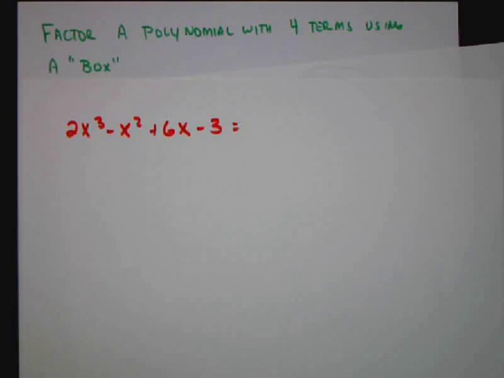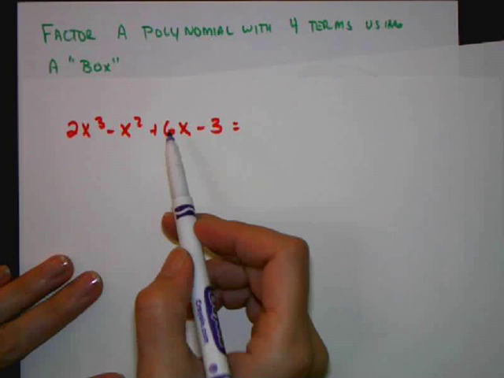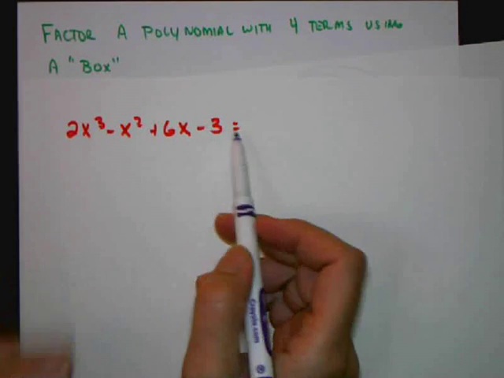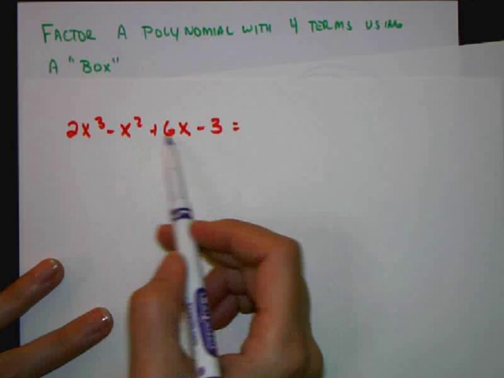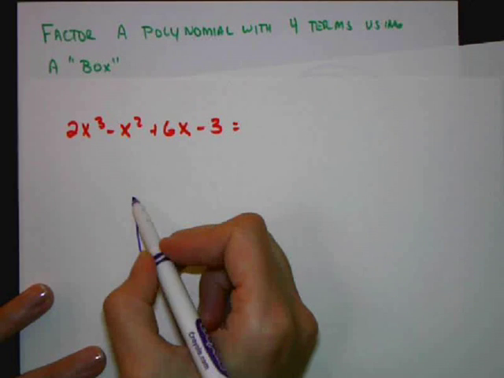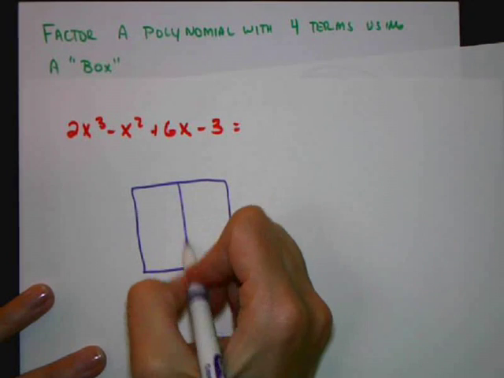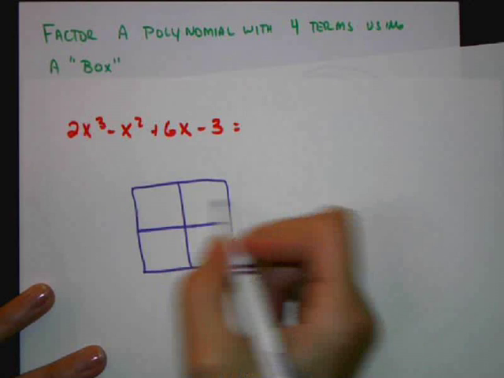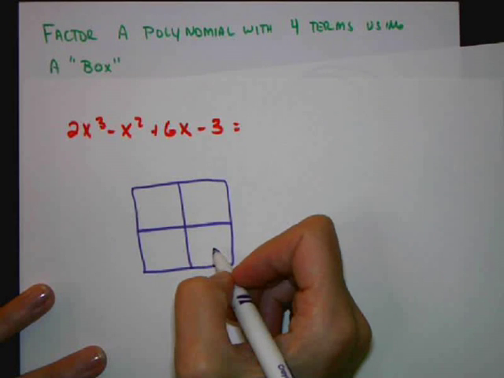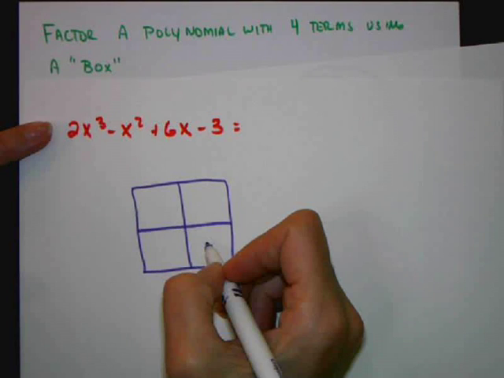What we're going to look at now is how can I use this box method to factor a polynomial that has 4 terms. Here's an example, 2x cubed minus x squared plus 6x minus 3. There are no like terms in this polynomial, so there are no terms I can combine. So when we've used the box method in the past to factor trinomials, we've made a box that has 4 squares in it, and we filled in the terms from our expression in the boxes in here.